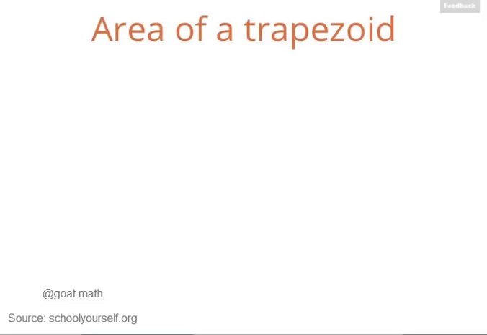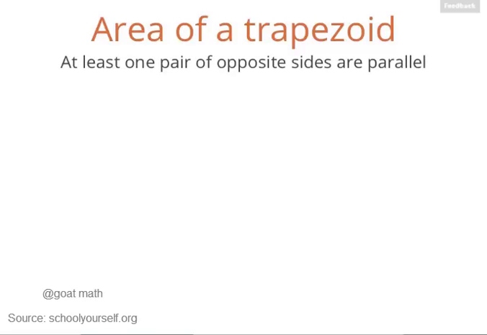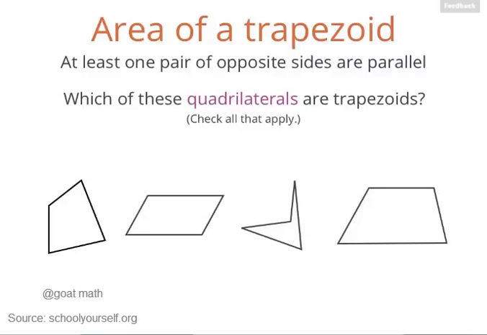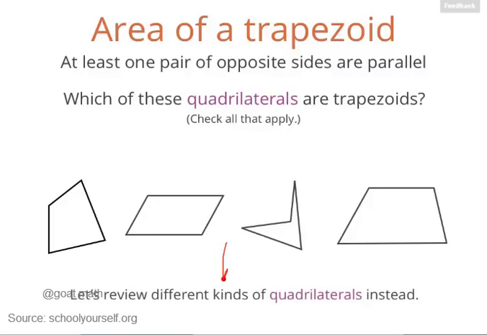Let's come up with a formula for finding the area of a trapezoid. Remember, a trapezoid is a quadrilateral where at least one pair of opposite sides are parallel. So which of these quadrilaterals are trapezoids? To review different kinds of quadrilaterals instead, click over here.